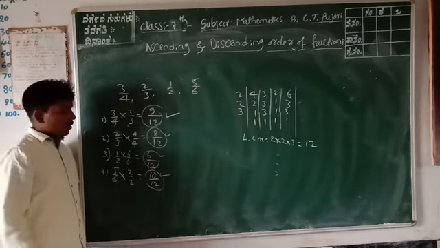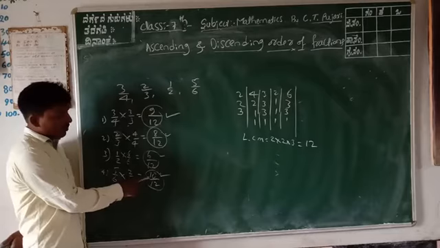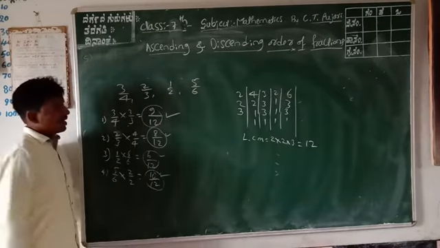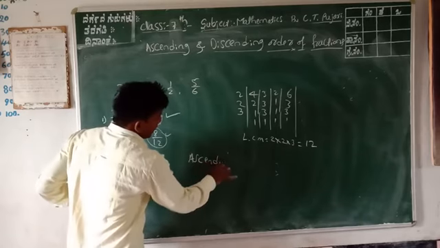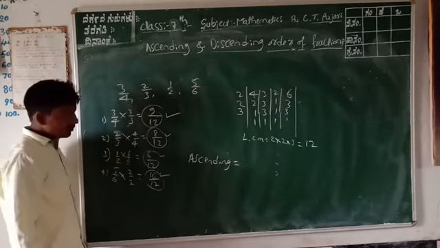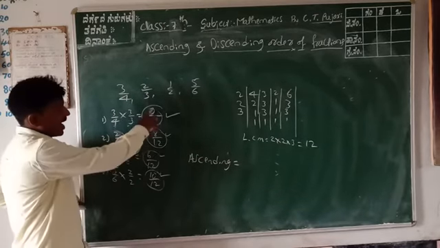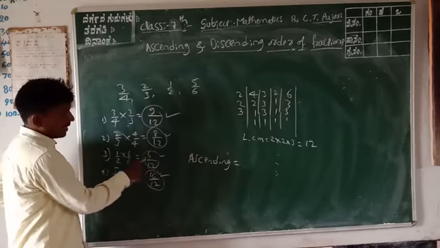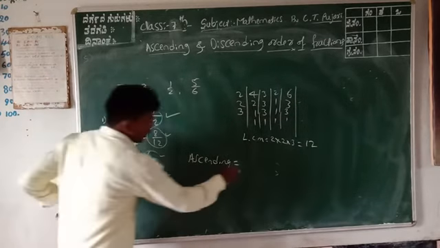What is our first rule? When the denominators are the same, you compare the numerators; whichever numerator is bigger, that is bigger. Write in ascending order. In the given rationals, which one is smallest? 9, 8, 6, 10. 6 is the smallest number. Therefore 6 by 12 means 1 by 2.